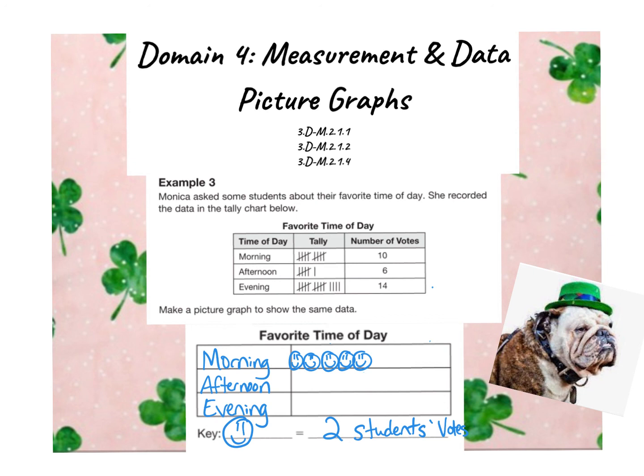And then the afternoon, we're going to represent 6. So count with me. 2, 4, 6. And so I just needed 3 smileys. But the evening, I have 14 that I need to do. So let's count together. 2, 4, 6, 8, 10, 12, 14. So you can see evening has the most with 14 votes. And if we ended up having an odd number, we could just make half of a smiley face to finish that picture graph too.